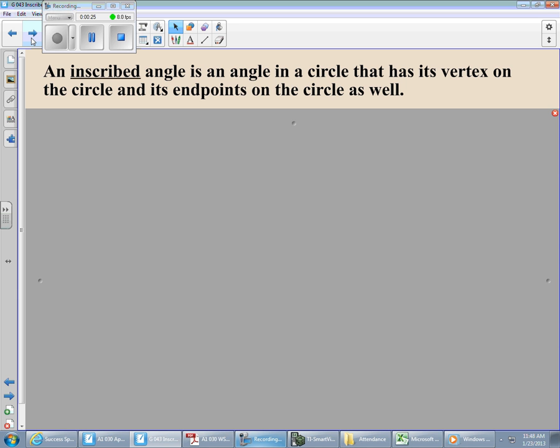Okay, first thing we've got is a new definition. Today we're going to be looking at what are called inscribed angles. Well, an inscribed angle is an angle in a circle. And what's different about an inscribed angle today as opposed to a central angle yesterday? Central angles had their vertex on the center of the circle. Inscribed angles are going to have their vertex on the circle itself. So an inscribed angle is an angle in a circle that has its vertex on the circle, and its endpoints are going to be on the circle as well.